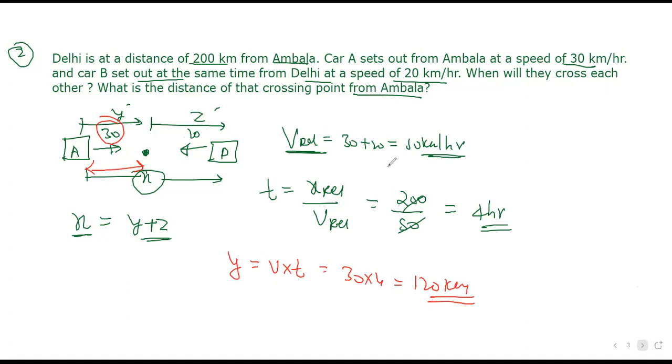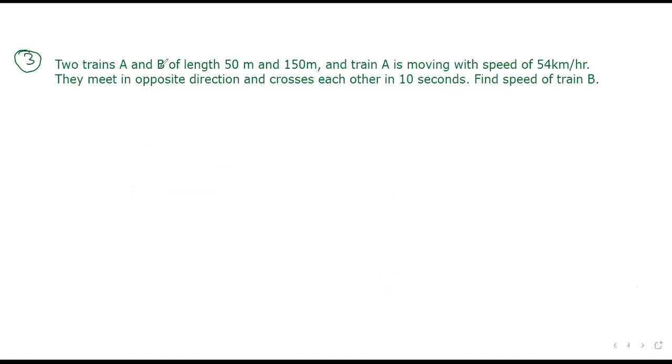Okay. Let's see another question. Let's say two trains of length 50 meters and 150 meters, and train A is moving with a velocity of 54 kilometers an hour. They meet in opposite directions and cross each other in 10 seconds. Find the speed of train B. So it's very simple. Look here. Two trains were there, train A and train B. They're just crossing each other and moving in opposite directions, this way.